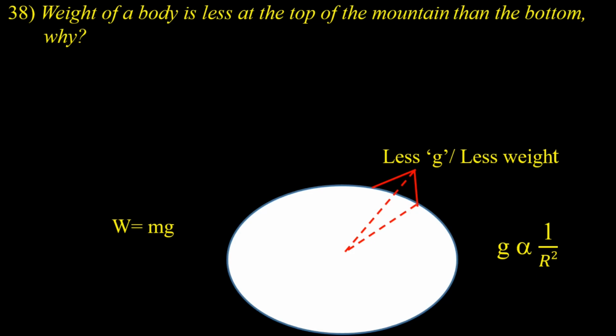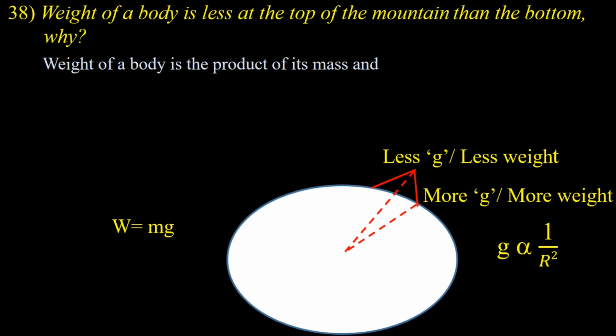But on the other side, look at this, more g at the bottom of the mountain, and weight is more. Why? W equal to mg and mass is same, g is more, and the product of more g and mass of the body, that is the weight of the body, is more at the bottom of the mountain. Now we can answer this way. We don't have to show all these, but this is for better understanding. We can write this much only.